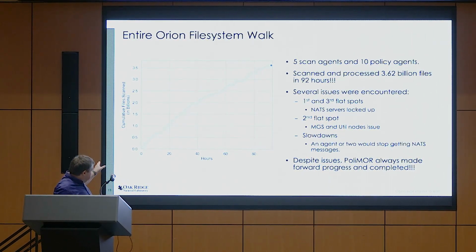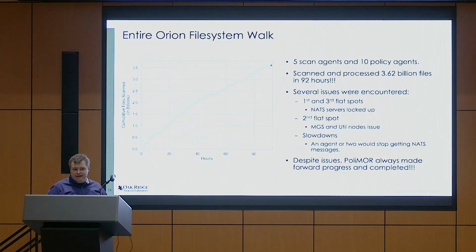And we have a mostly nice cumulative increase. Especially early on, we get that perfect 22,500. And then we have 3 little flat spots here. The first and third flat spot is when the NAT servers locked up and decided to stop giving messages to the agents and required us to go and kick them. And the second flat spot is just when we had a small glitch between the MDS and some of the util nodes, so they couldn't do anything on Lustre. And we had a couple little slowdowns if you look close. That's just where an agent would fall over. And again, that's mostly due to NATs.